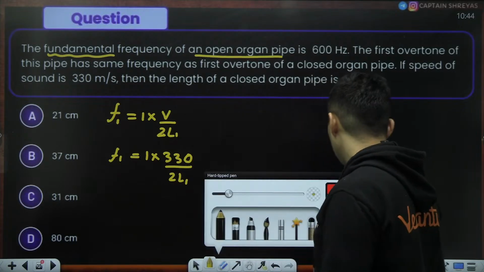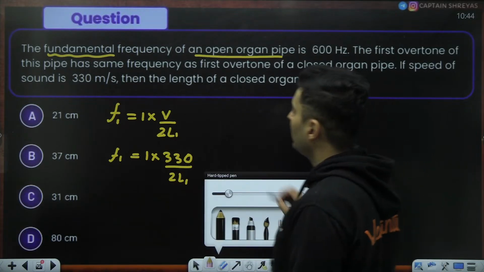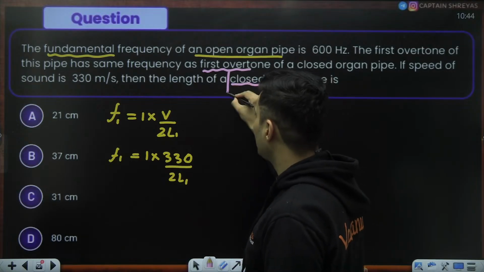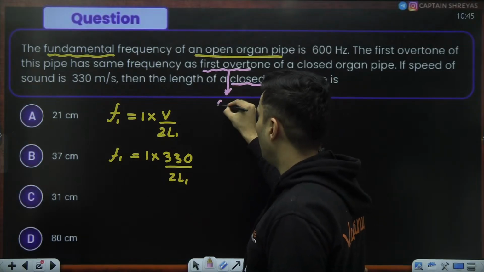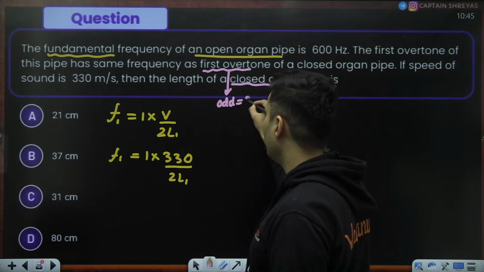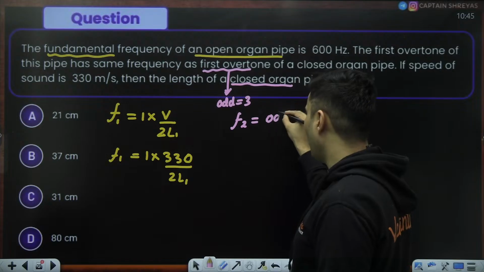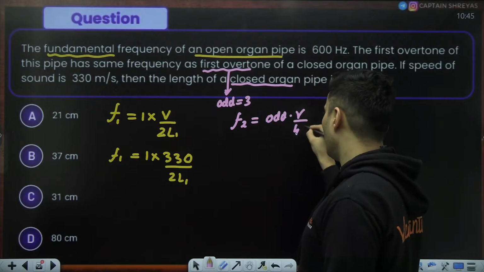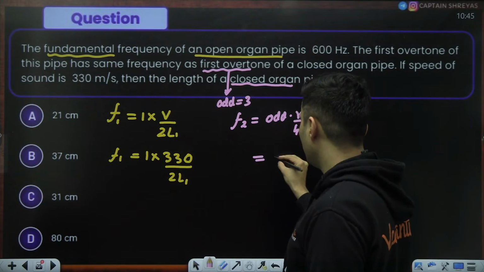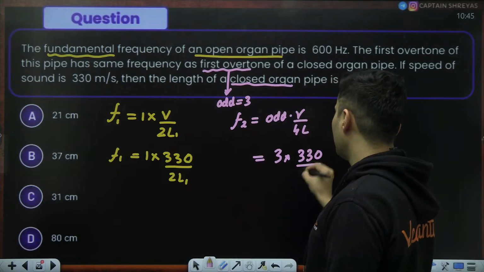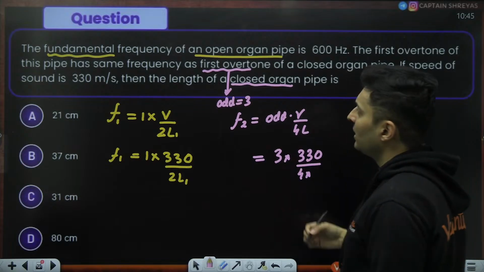Okay, next, let's go to the closed organ pipe, and we are talking about the first overtone. First overtone means the odd number will be 3. So the frequency will be nothing but odd number times V by 4L. So this odd number will be nothing but 3. V is 330 only, but this length will be some other length.